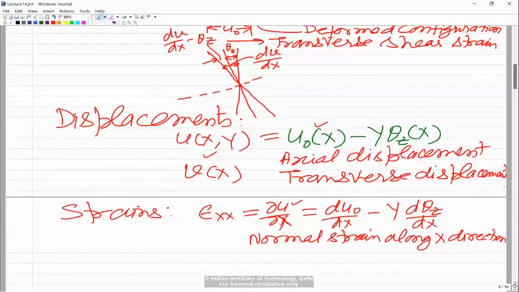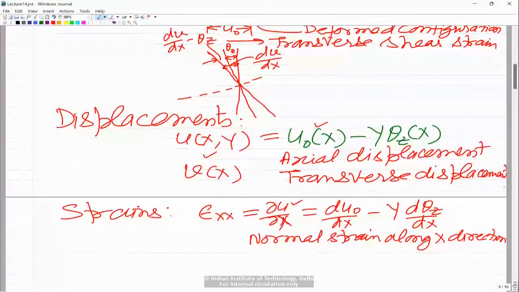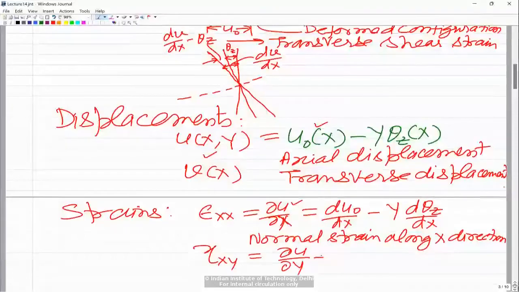Earlier in the Euler-Bernoulli beam theory, or the frame element based on Euler-Bernoulli beam theory, the strain was du naught by dx minus y into d2v by dx square, and the shear strains were 0. But now we will have this transverse shear strain gamma xy, which is defined as del u by del y plus del v by del x. So this is by definition.